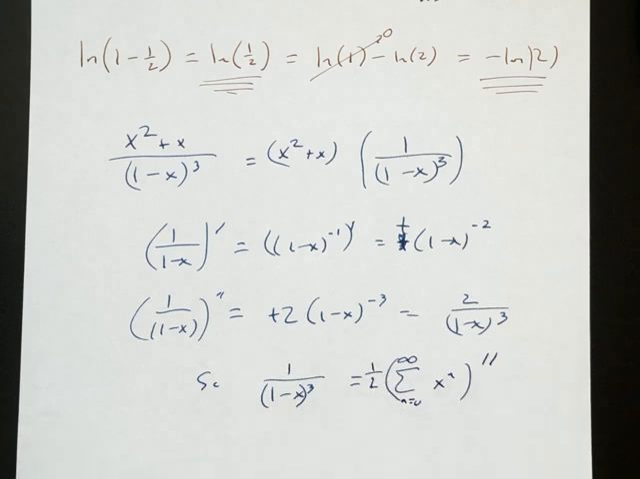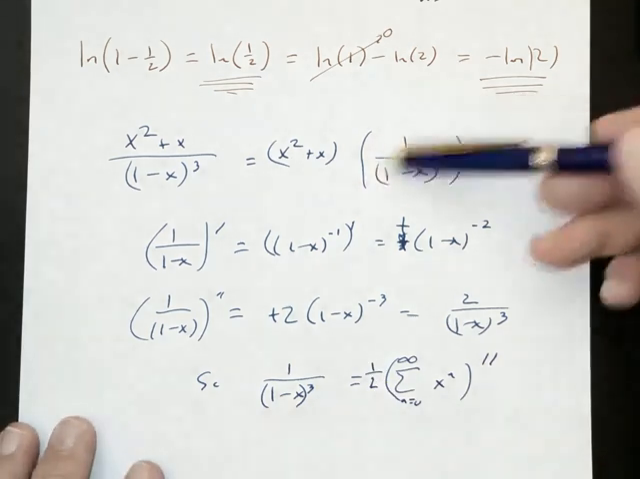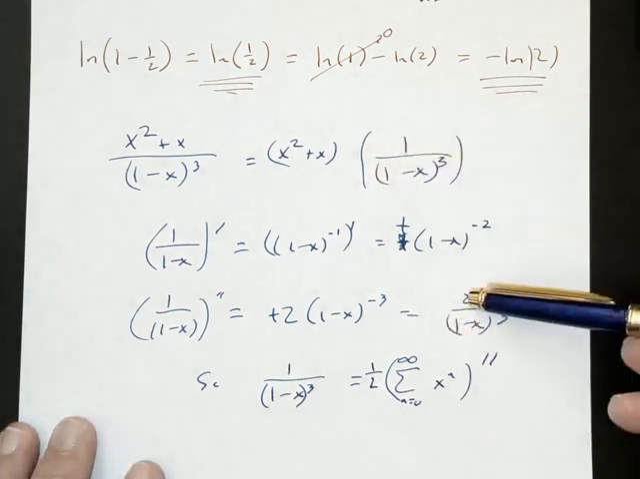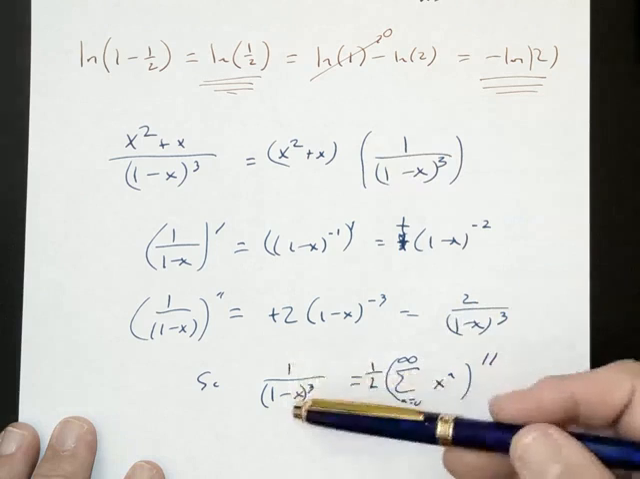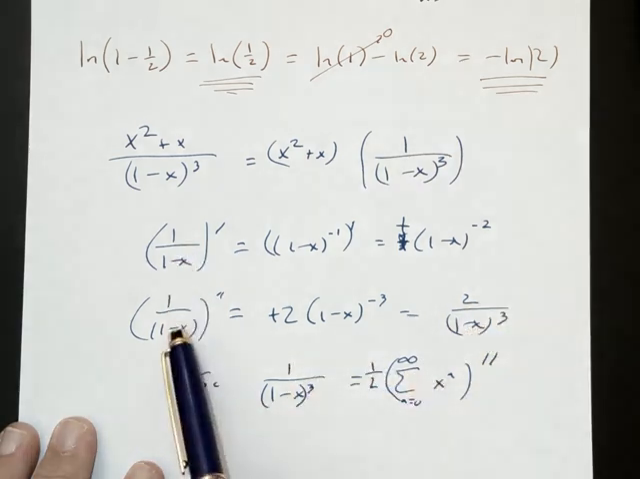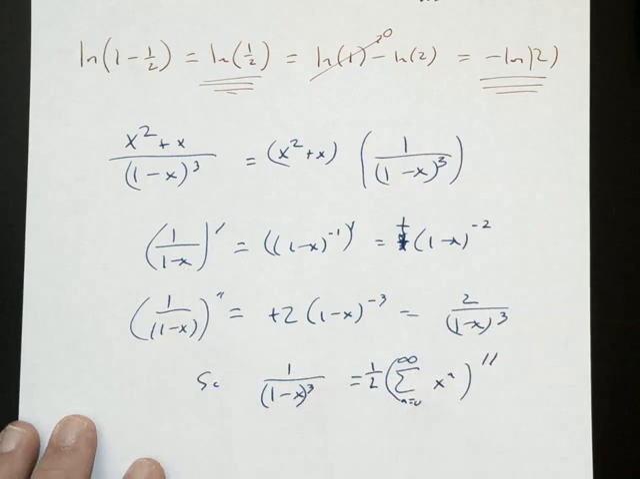So I would end up with this part, that's half of this, but this is the second derivative of 1 over 1 minus x. That's our power series.